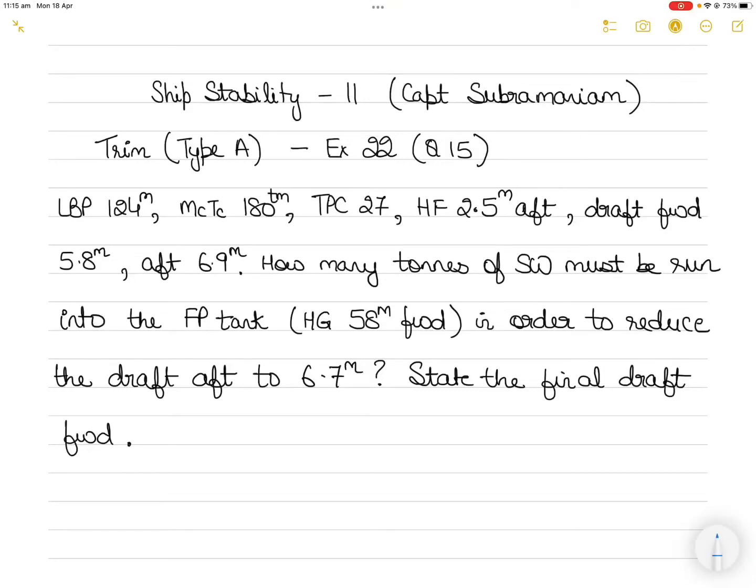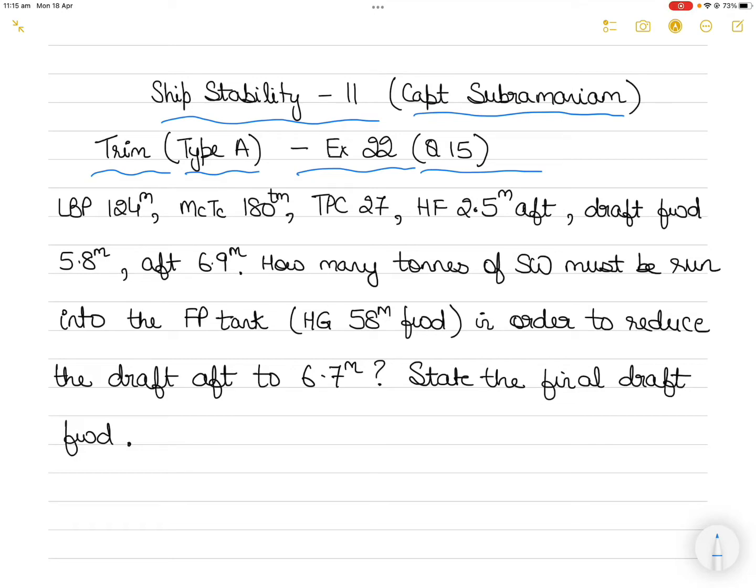Hi everyone. In today's video, I will take up another question from Captain Subramaniam's Ship Stability Series Part 2. This is from the section of Trim, Type A questions, Exercise 22, question number 15. Here I have written the question exactly how it is written in the book.